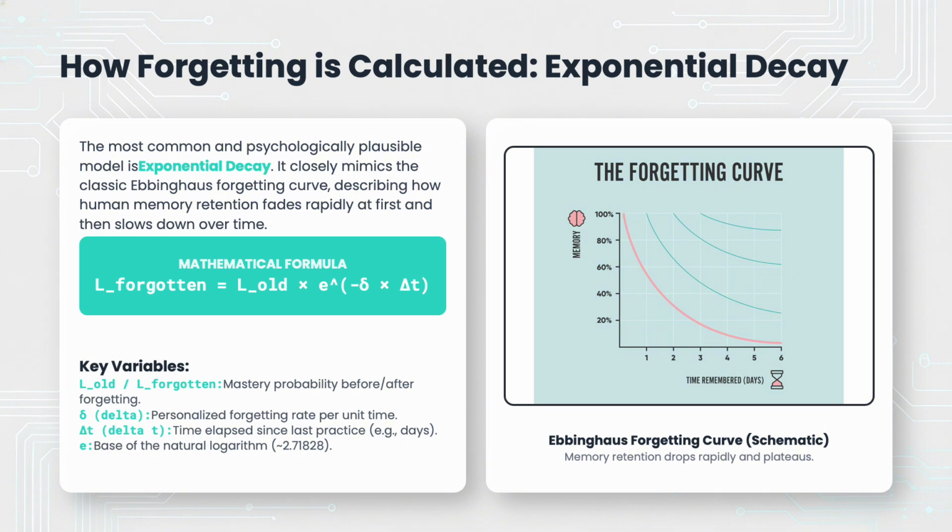There are a few ways to calculate forgetting, but the most popular and theoretically sound method is exponential decay. This formula closely resembles the classic Ebbinghaus forgetting curve, which describes how human memory fades. The formula is L_forgotten equals L_old multiplied by e to the power of negative delta multiplied by delta t. Here, L_old is the mastery probability before the time gap. Delta is our forgetting rate, and delta t is the time that has passed. The e is a mathematical constant.